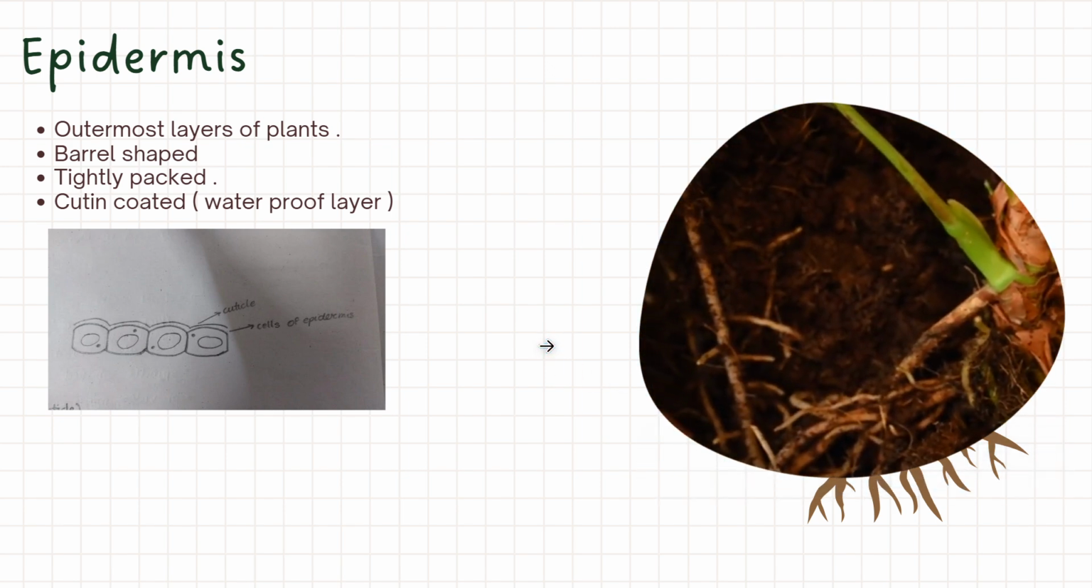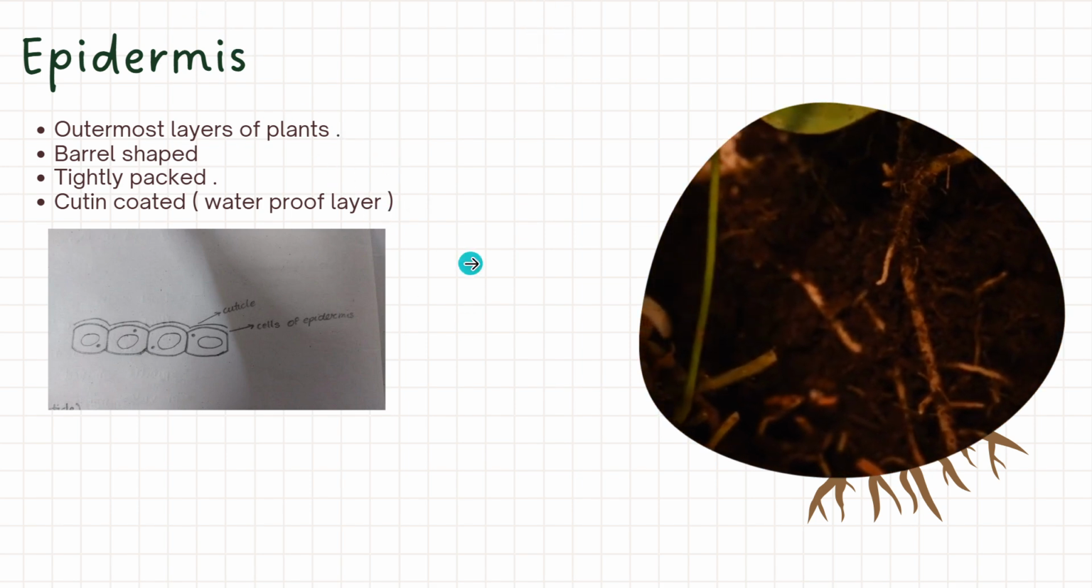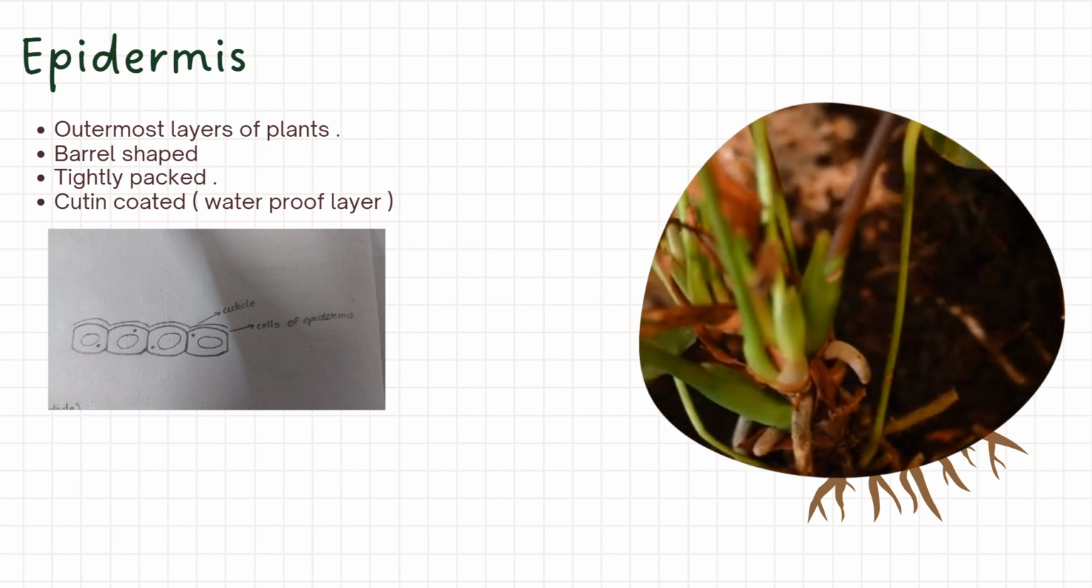Then the last part of the plant tissue is the epidermis. You can imagine our human body. We have an outer covering. What is that called? Skin. So the plants have an outer covering called the epidermis. It's the outermost layer of the plants. The cells are barrel shaped. If you can see my diagram, I've drawn it. There are barrel shaped cells with the cuticle on top. What is this cuticle? Well, I'll explain it later on.